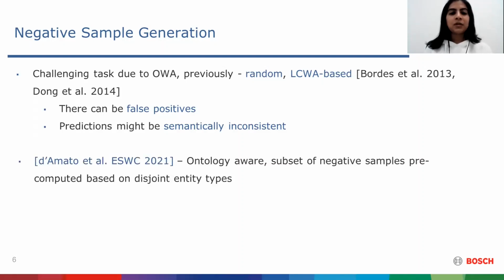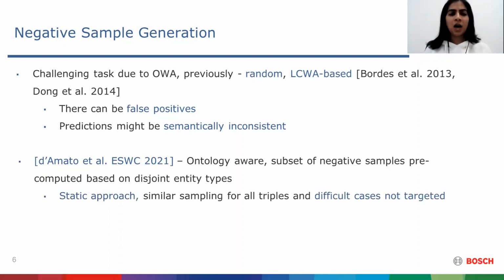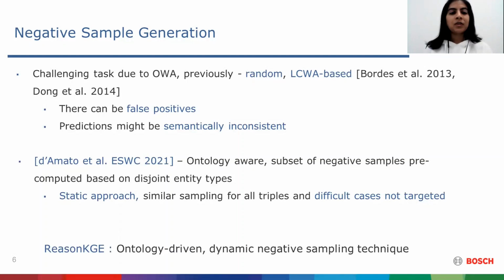Recently, a technique was suggested this year, which is ontology-aware negative sampling. Here, a subset of negative samples is pre-computed, and this is based on disjoint entity types. However, this approach is a static one. Therefore, similar sampling for all triples in the knowledge graph is done, and this way, the difficult cases or hard to predict cases are not really targeted. We have proposed an ontology-driven and dynamic negative sampling technique in this work, and we call it ReasonKGE.